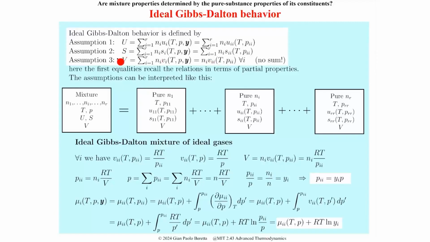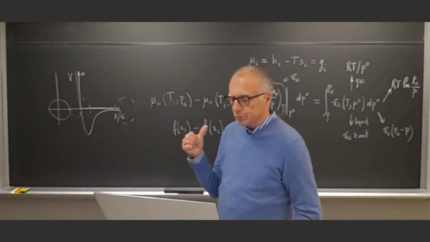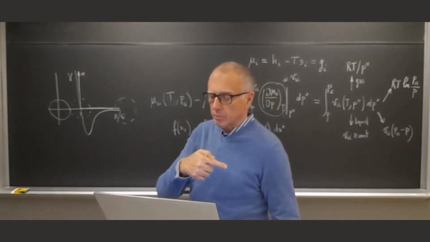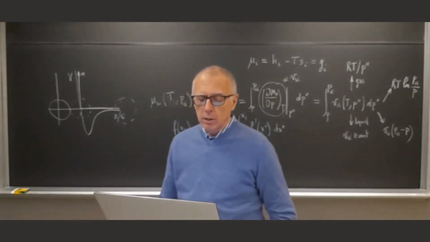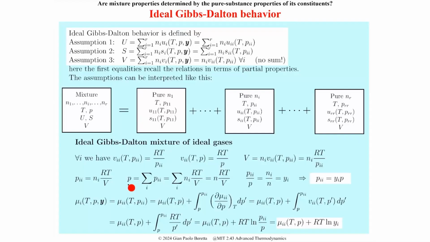Then you see from assumption 3, which is this, I substitute this and obtain this result. So I obtain the partial pressure written this way. Now I'm using what we proved in the Gibbs-Dalton theorem about the Dalton law, that the pressure of the mixture is the sum of the partial pressures. So we take the sum of these ones.